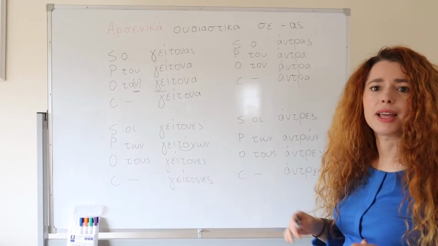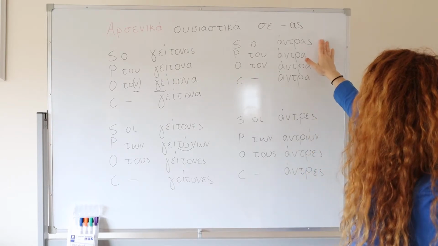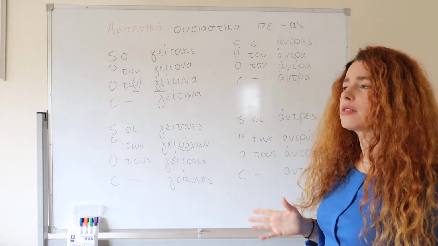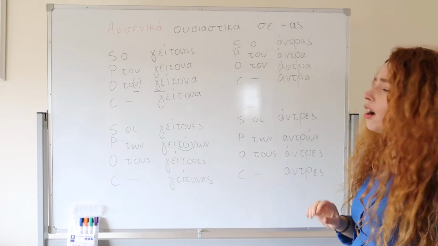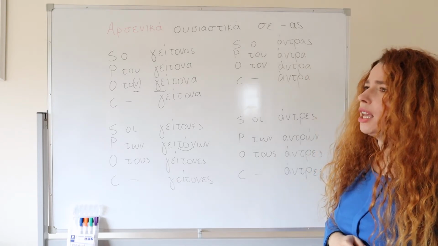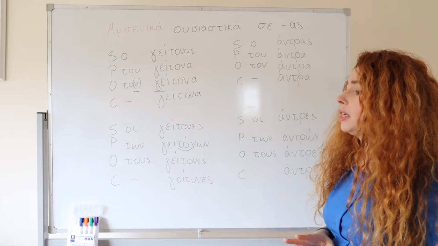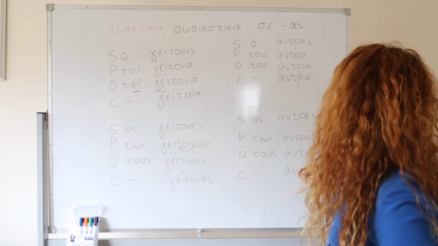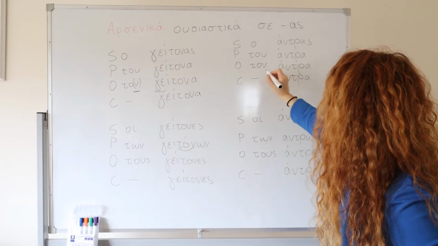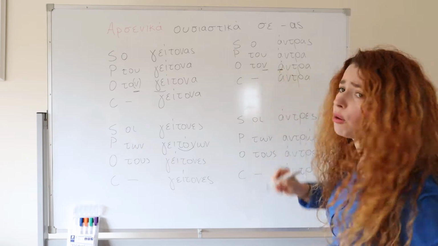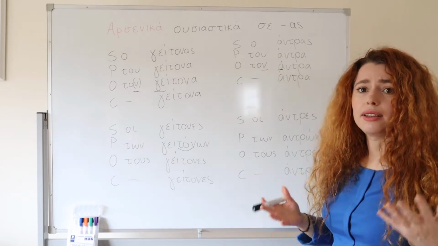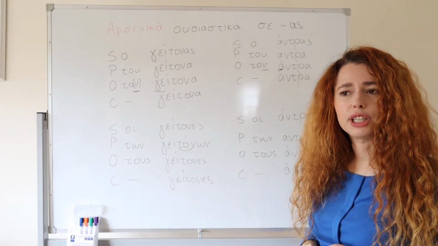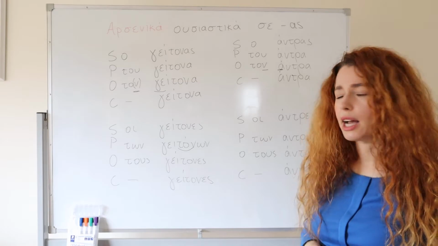Ο άντρας, the man. Ο άντρας δουλεύει 8 ώρες την ημέρα. The man works 8 hours a day. Του άντρα, of the man. We can say, μπορούμε να πούμε, η βαλίτσα του άντρα είναι καφέ. The suitcase of the man is brown. Τον άντρα. You see we have an N here because άντρα starts with a vowel, so we always have to have an N when the noun starts with a vowel. Τον άντρα. Δουλεύω με τον άντρα εδώ και 2 χρόνια. I've worked with the man for 2 years now.